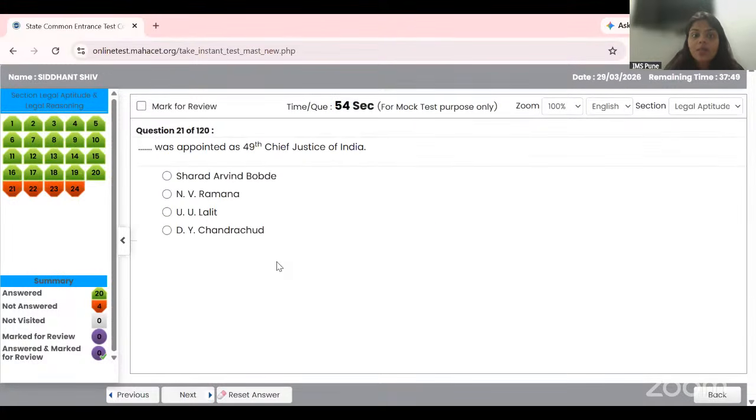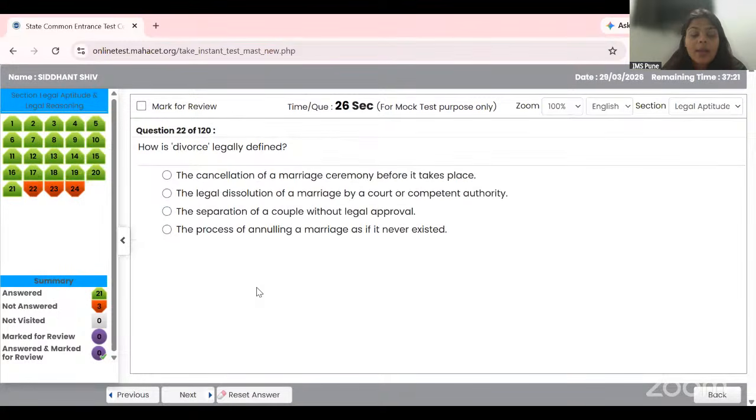Now let us move to the next question. So next question is talking about 49th Chief Justice of India. So what is the correct answer for this 49th Chief Justice of India? Here it is a current affairs based knowledge. Here it is a knowledge which requires your current knowledge, right? So the correct answer for this will be Justice UU Lalit. Uday Umesh Lalit is your 49th Chief Justice of India. Next question is, how is divorce legally defined?